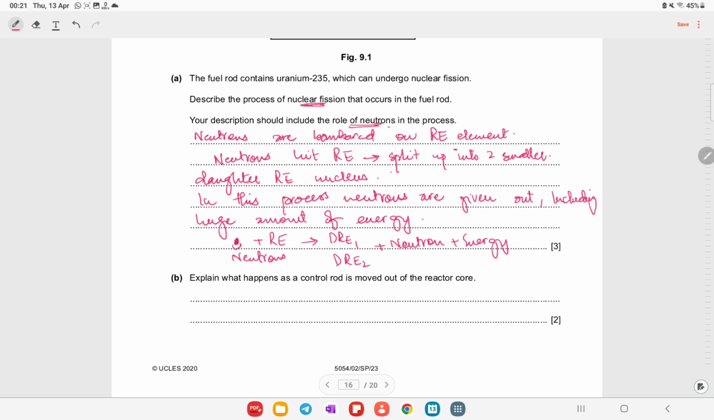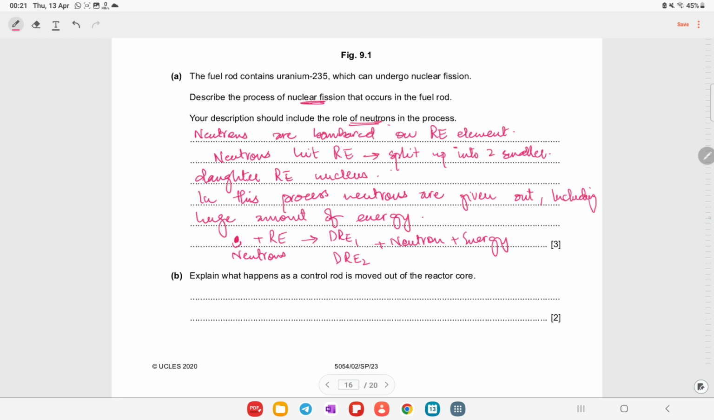Explain what happens as control rod is moved out of the reactor core. So what will happen, there is going to be a chain reaction. It's going to be unstoppable. A lot of energy will start generating. The fission process will be increased, a lot of splitting up of the radioactive elements, and it's going to be a dangerous one if it's not controllable properly.